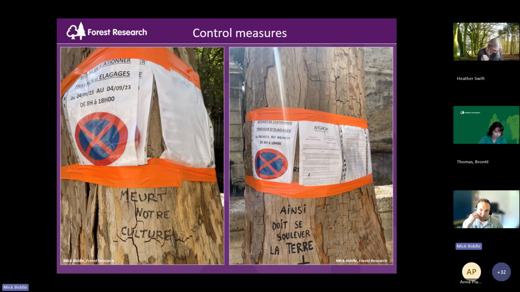So they monolith the trees, and then eventually will remove the stumps, the high stumps, and you can see more of this graffiti on these trees as well. But these were just notices saying don't park underneath these trees because they're going to be removed soon.